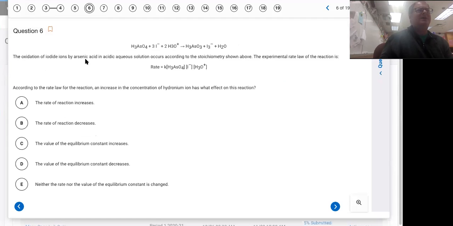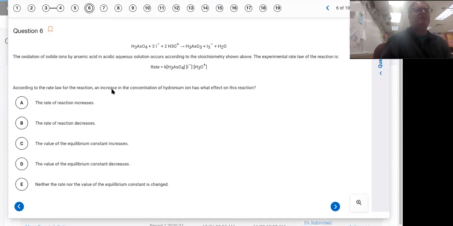The oxidation of iodine ions by arsenic acid in acidic aqueous solution occurs according to the stoichiometry shown above. The exponential rate law is, so they gave us the rate law. So there's a lot of different things here. They could ask us, what's the overall order? That type of thing. Let's take a look here.